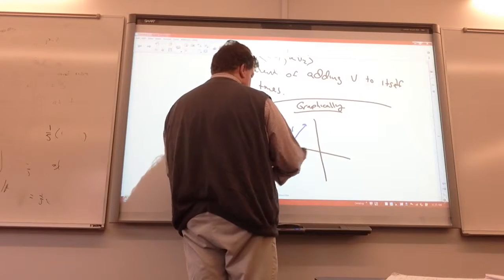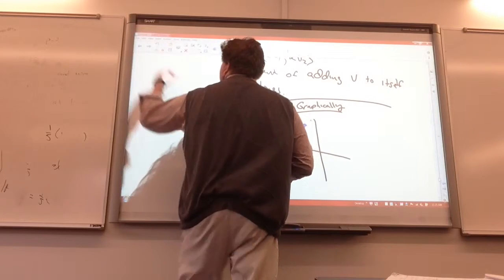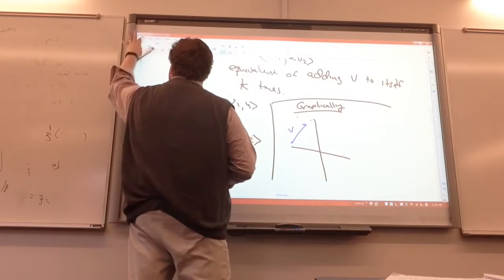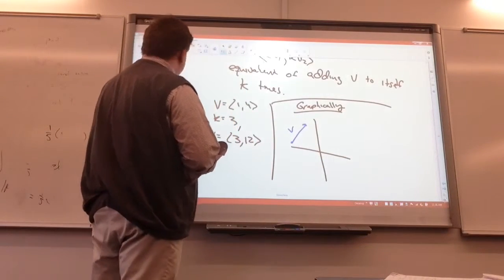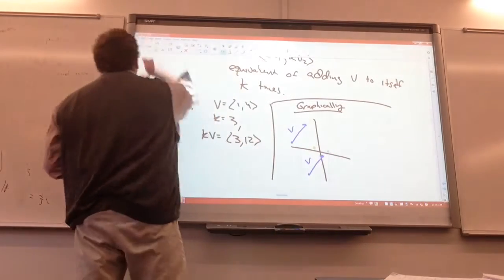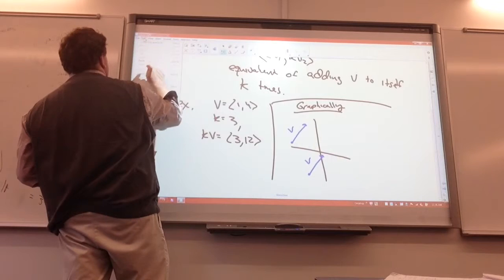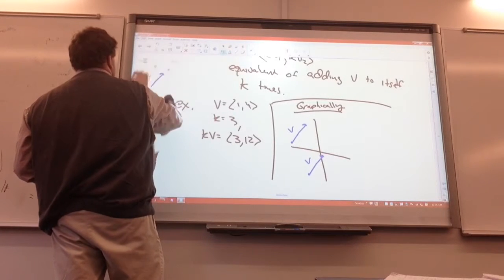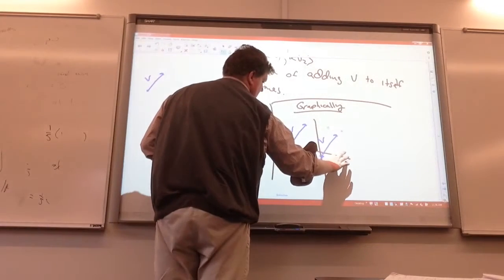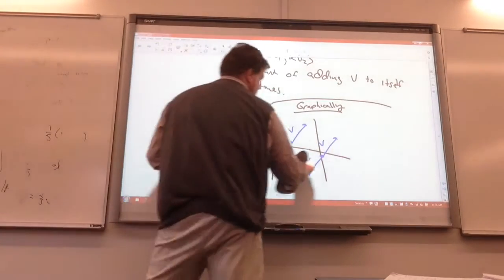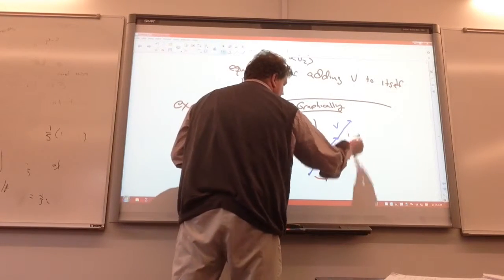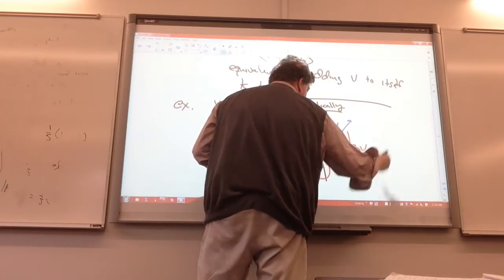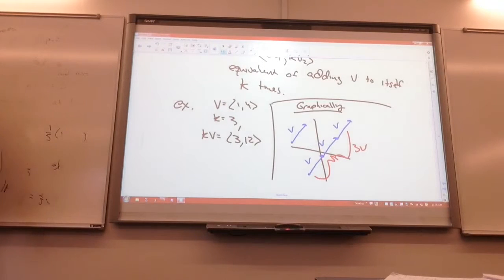There's vector v. This whole thing right here would be 3v, given that k was my 3. It's quite literally, again, just adding the same vector to itself 3 times.